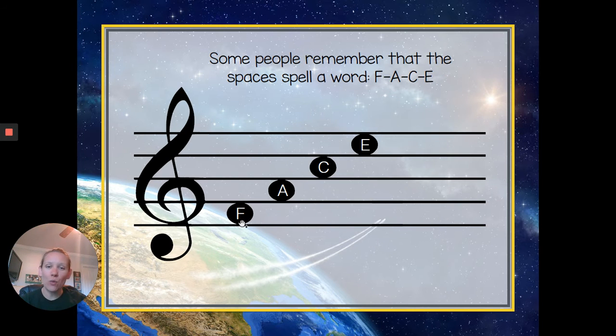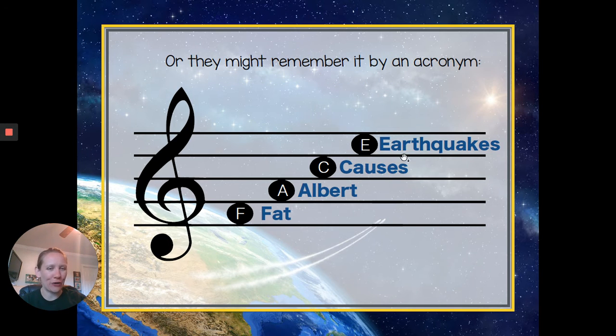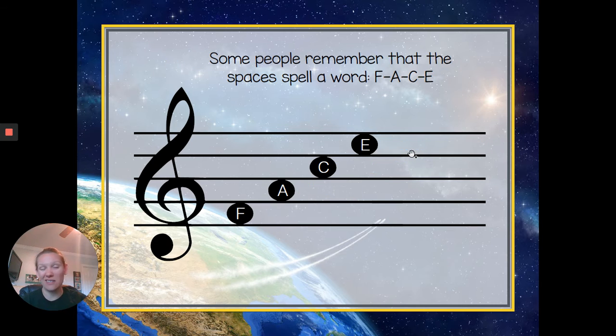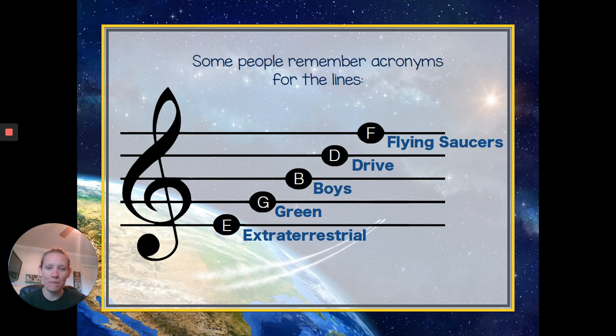Or you can think of the word face. I like to remember this because it rhymes with the word space. So you see a note on space 3, you go F-A-C-E, it's an E. And that's a quick way to remember it. Fat Albert causes earthquakes. You can also do that. Personally, I think the word face is easier to remember.